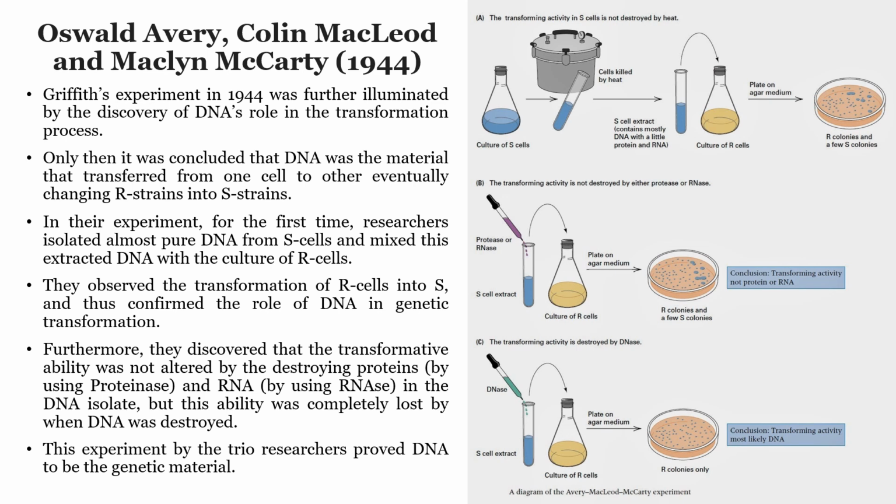In their experiment, for the first time, researchers isolated almost pure DNA from S cell and mixed this extracted DNA with culture of R cells. They observed that the transformation of R cell into S and thus confirmed the role of DNA in genetic transformation. Furthermore, they discovered the transformation ability was not altered by destroying protein by using proteinase and RNA by using RNase in this DNA isolate, but this ability was completely lost when DNA was destroyed. This experiment by the trio researchers proved that DNA to be a genetic material.